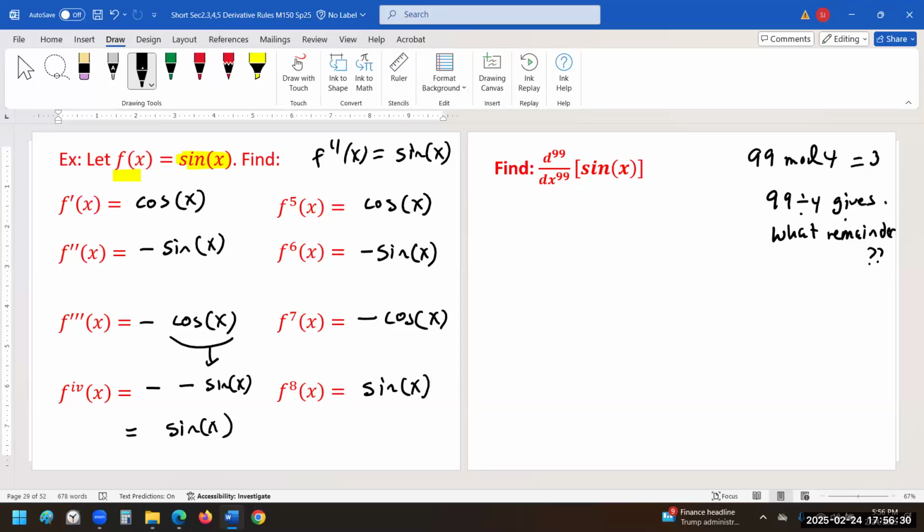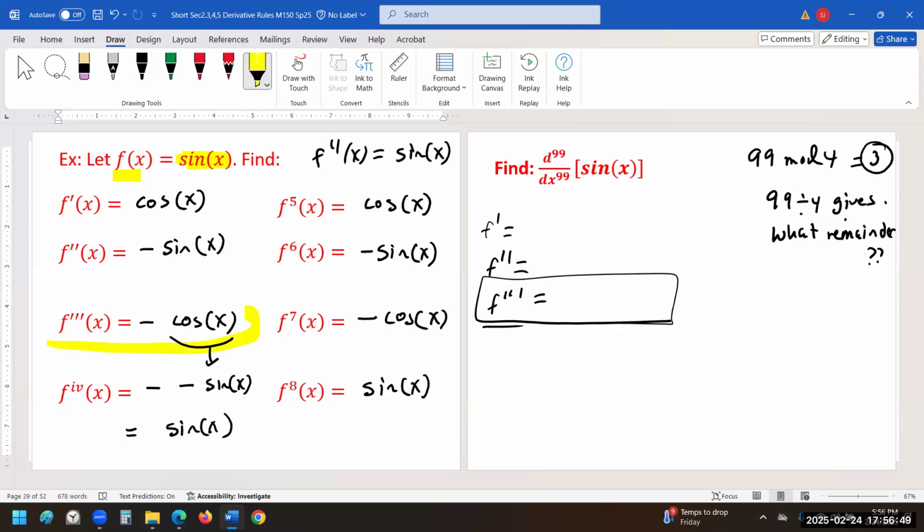So, yeah, let me show you both. If you do this, our remainder is 3. That means you're looking for the third derivative, basically. First derivative, second derivative, third derivative. This is your answer, the third derivative. And we already know our third derivative is negative cosine. So our answer is negative cosine x. Correct? Okay.